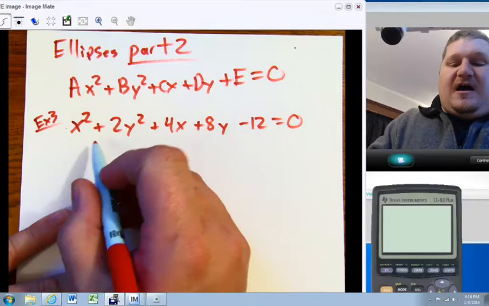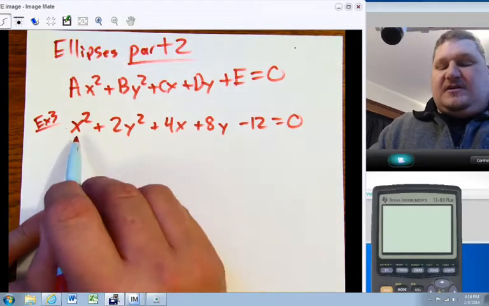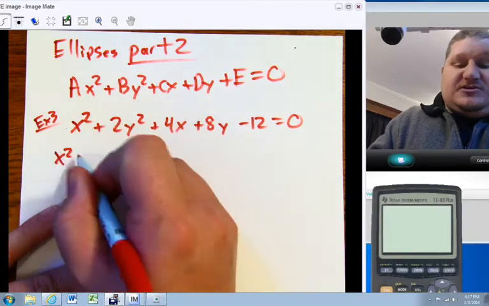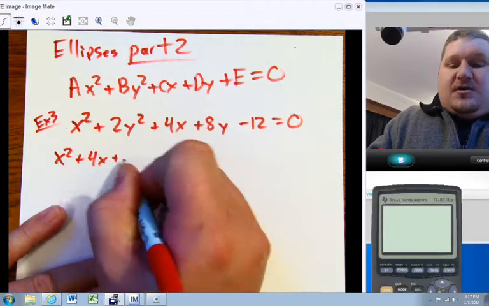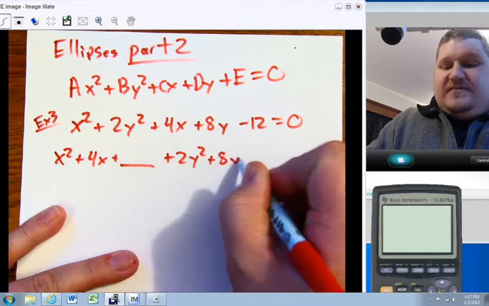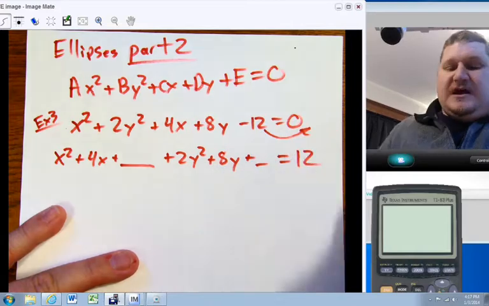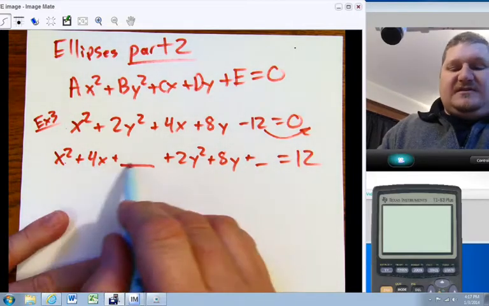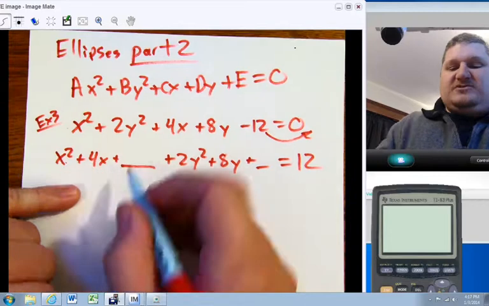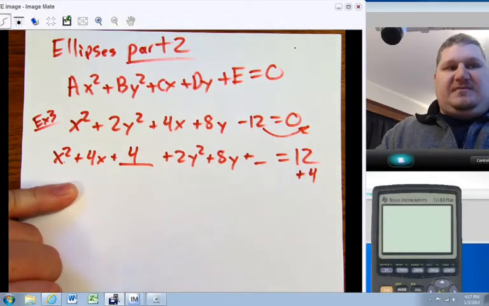To figure out what the standard form of the ellipse is, we're going to have to complete the square just like we did for the circle. So we're going to get all the x terms together, all the y terms together, and we're going to move any extraneous terms to the other side. Now, this one I can complete the square easily. Half of 4 is 2. Square it, you get 4, so I add 4 to both sides to keep it balanced.